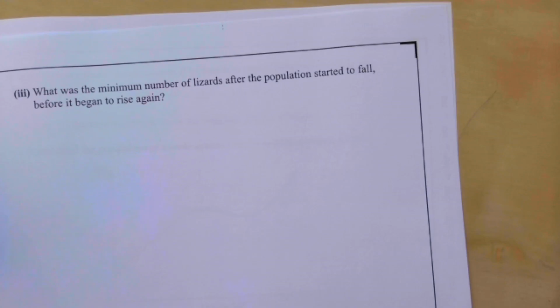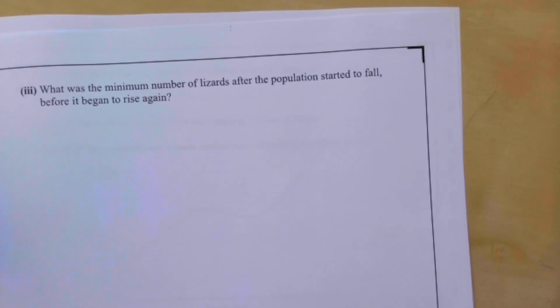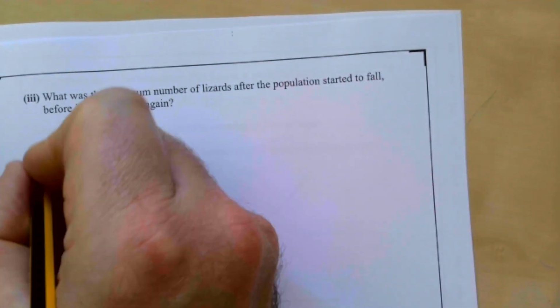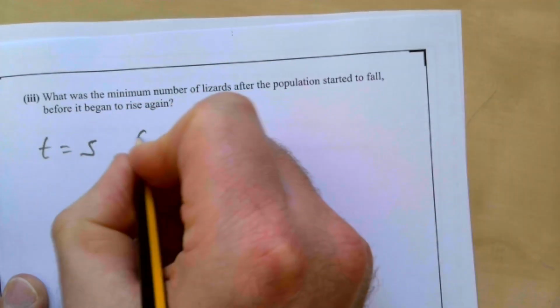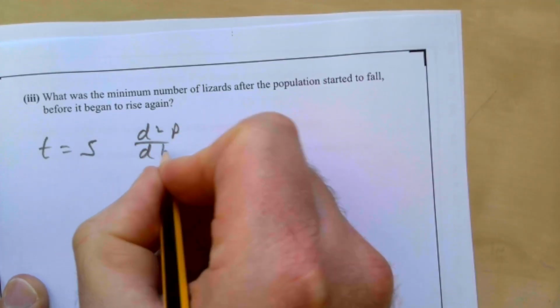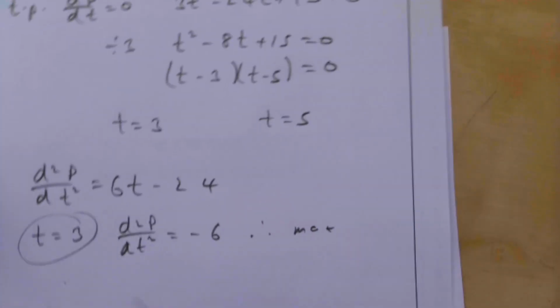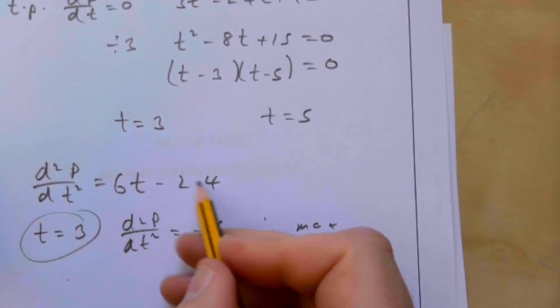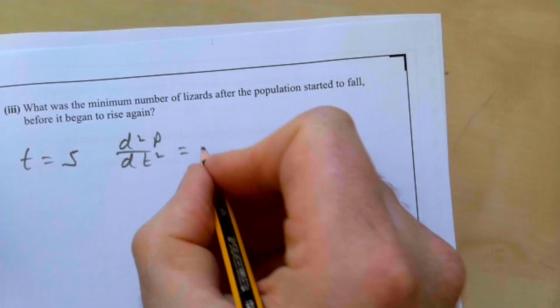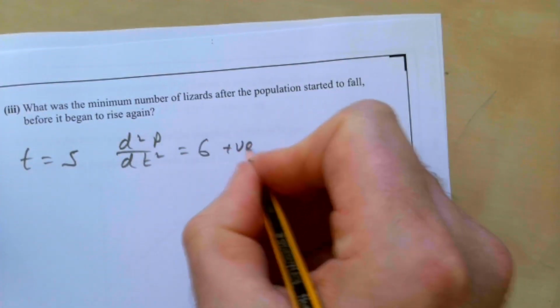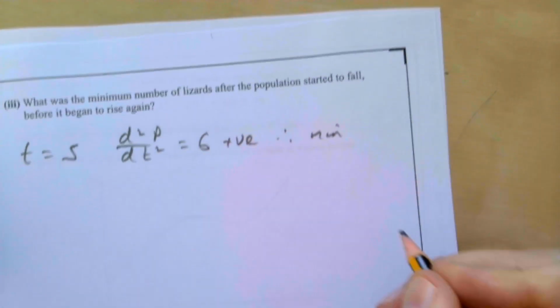What is the minimum number of lizards after the population started to fall before it began to rise again? So that's saying whenever t is 5. So when t is 5, again, let's do our check. d2P by dt squared. That gives me 6 times 5, which is 30, take 24, which is 6. 6 is a positive number, therefore it's a minimum.